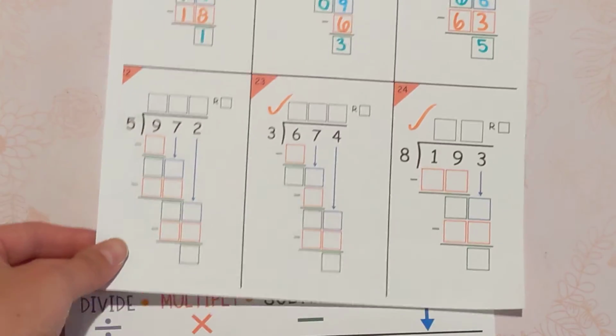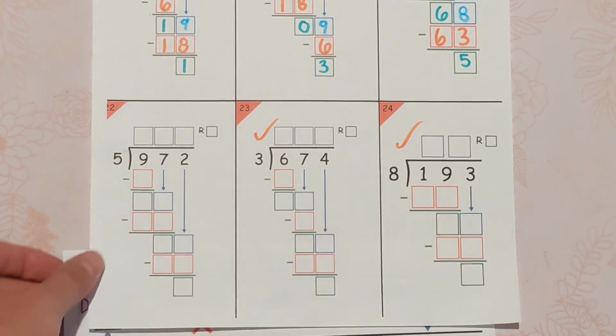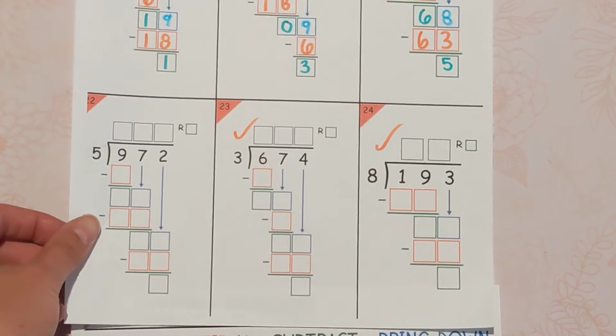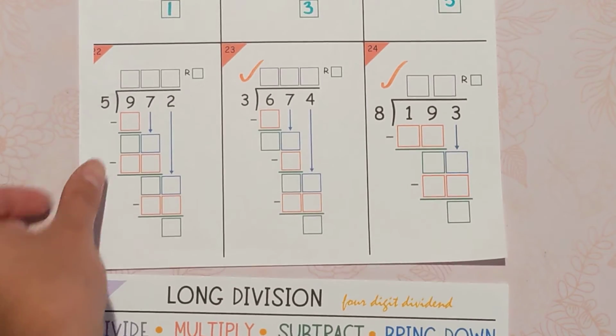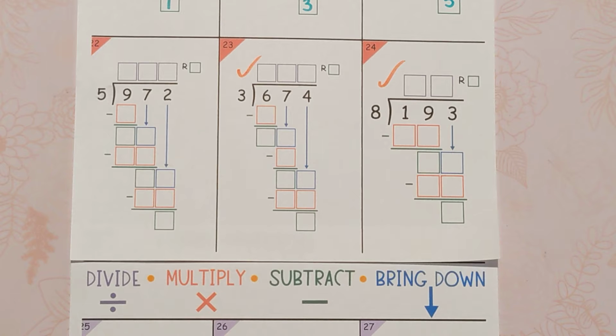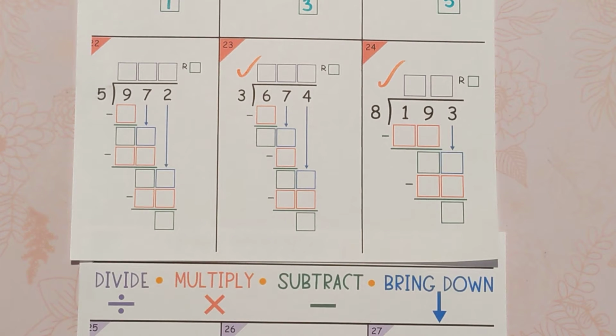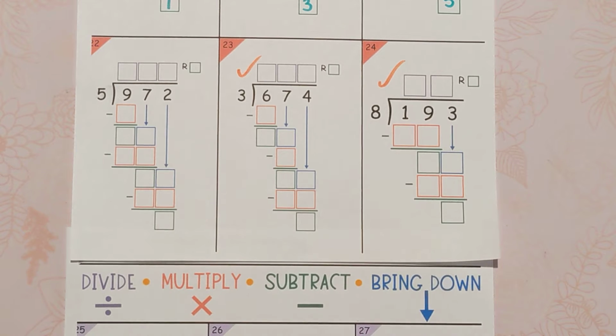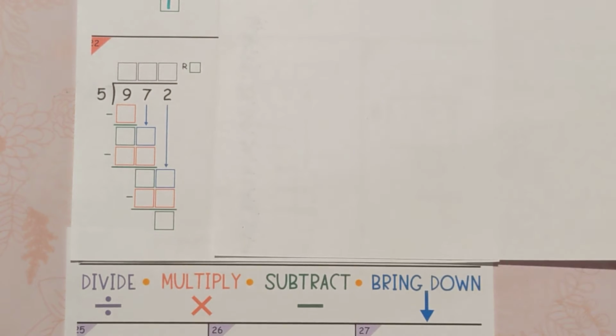Hi everybody, we're doing 972 divided by 5. And if you're starting to get the hang of things, I highly recommend that you try a step, pause the video, and just use the video to check your work because you will remember it faster that way. But if you're feeling overwhelmed, you can certainly just follow along with me too, okay? So we're doing divide, multiply, subtract, bring down, 972 divided by 5.